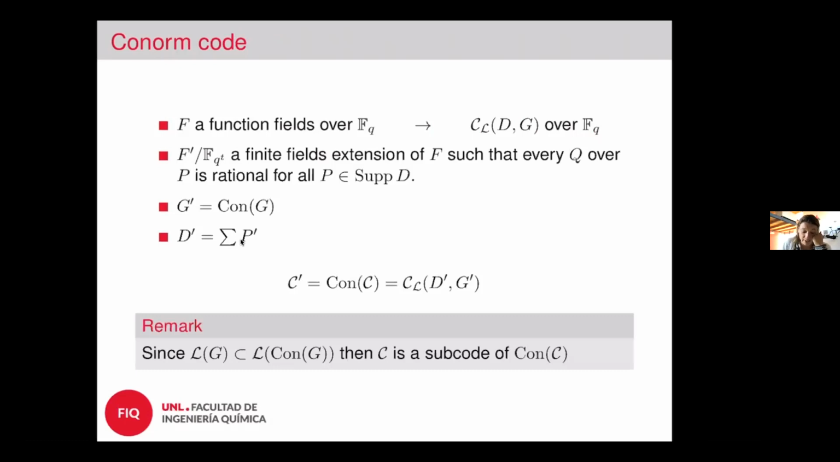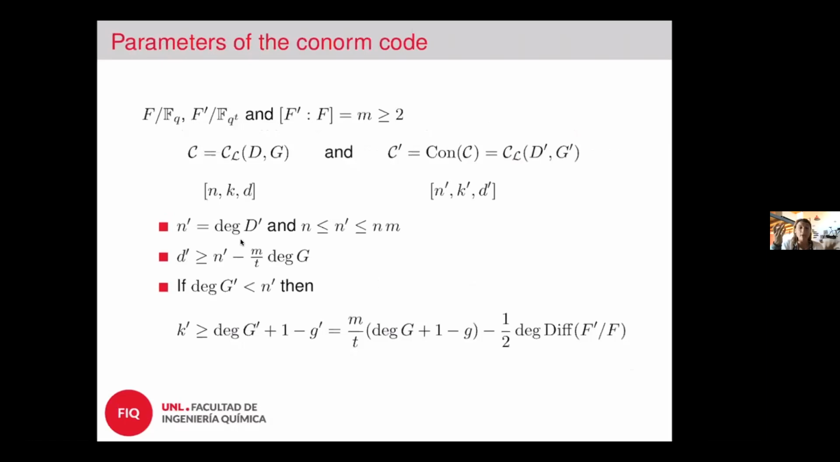And what we have is that since the Riemann-Roch space associated to G is inside the Riemann-Roch space of the conorm of G, then we have that our original code C is a subcode of the conorm code. So what about the parameters of this new code that we are constructing? So now we have our original HG code with parameters n, k, and d. And the conorm code has parameters n prime, k prime, d prime.